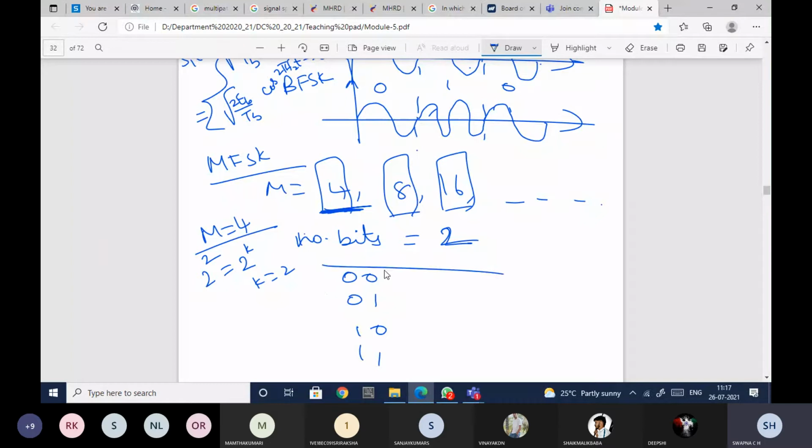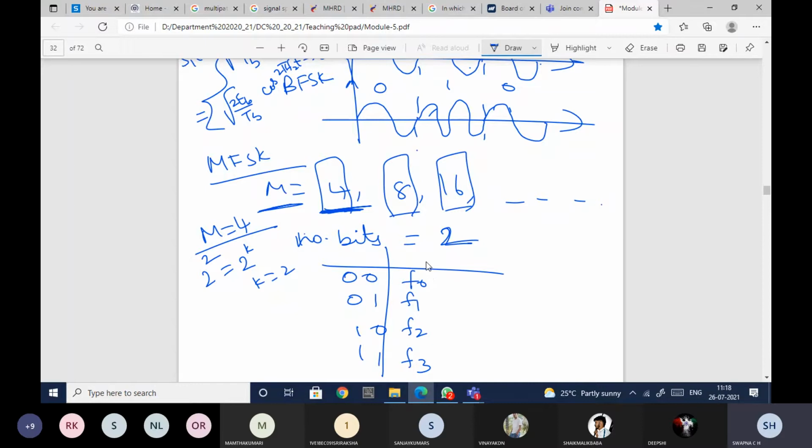This will group together. So I have 4 different combinations, so I need 4 frequencies like F0, F1, F2, F3. So I need to use 4 carriers here. Okay, the disadvantage with this is the more the M value, the more the number of carriers you have to use.